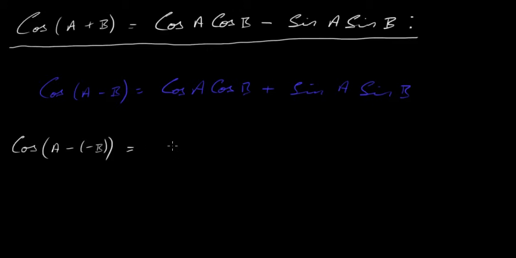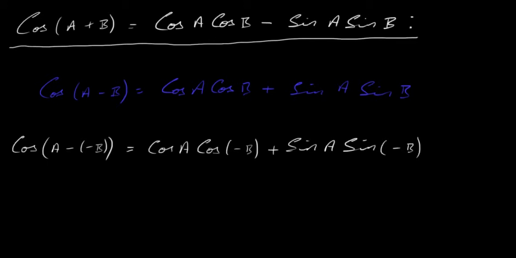So really what I end up with here is the cos of A, the cos of the first angle, which is still the cos of A, times the cos of the second angle, which is minus B, plus the sine of A, which is still A, times the sine of the second angle, which is minus B.